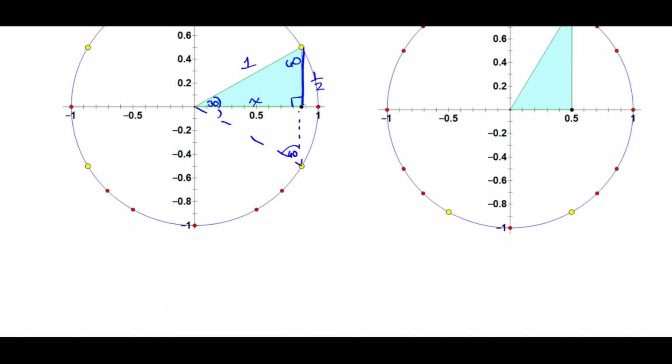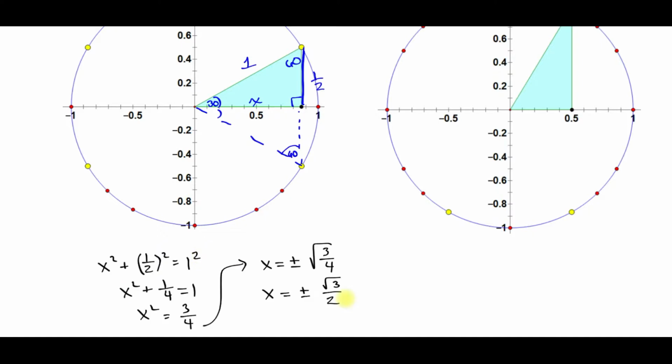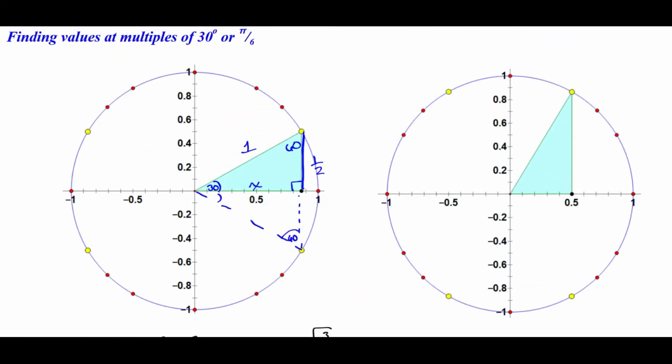So again, I'm going to use the Pythagorean theorem, so we're going to do x squared plus (1/2) squared equals 1 squared. Just doing some algebra and then simplifying, we get x is plus or minus radical 3 over 2. So then coming back up to this point here, this x-coordinate is radical 3 over 2, and the y-coordinate is the vertical, which is the 1/2.